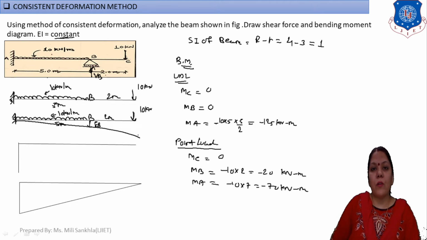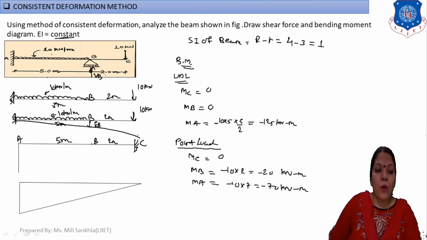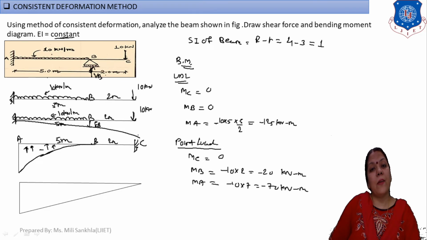Now one by one we draw the BM diagram. First of all make this free end fixed, because here we follow the conjugate beam method. This point is A, this point is B, and this is our C point. This distance is 5 meter and this distance is 2 meter. This is the diagram for the UDL. C point moment 0, B point moment 0, and the BM diagram of the UDL is an inward parabola like this. Minus diagram indicates the forces in the up direction. According to the conjugate beam method, if our diagram is negative, we represent the given forces in the up direction.